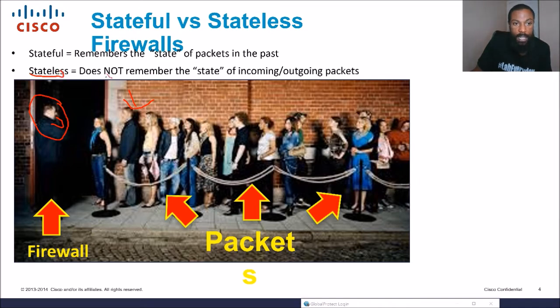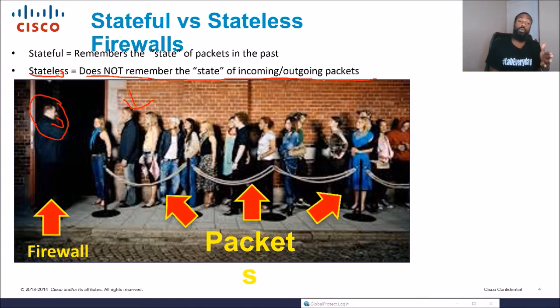He does not remember the state of the incoming and outgoing packets. He's just checking IDs and looking at dress codes. He doesn't remember your name or any of that. He is stateless. That's what the stateless firewall will do. He'll check your information, check your ID card, look at your dress code, and then he'll make that decision.